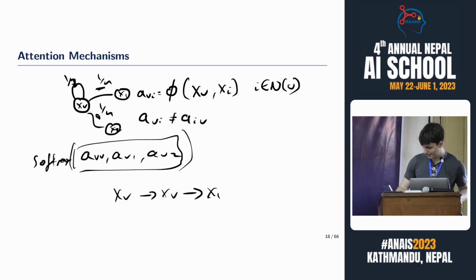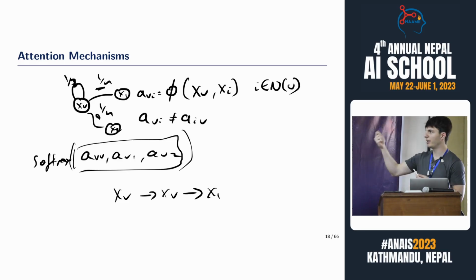Importantly, A_vi in general does not equal A_iv, right? So this is a way to encode asymmetry in this attention mechanism, and this is very important. Because if you're symmetric, you're pretty much saying if a connection is strong one way, it's strong in the other way. If you're asymmetric, you can break this symmetry. And this is why transformers work.